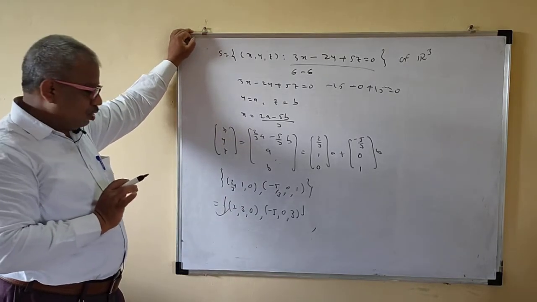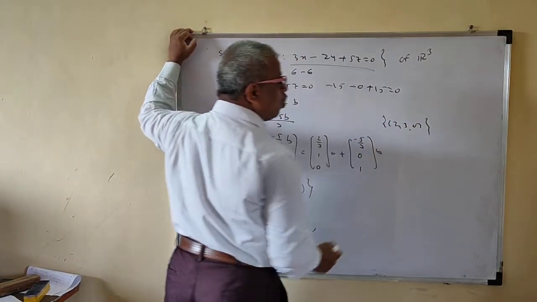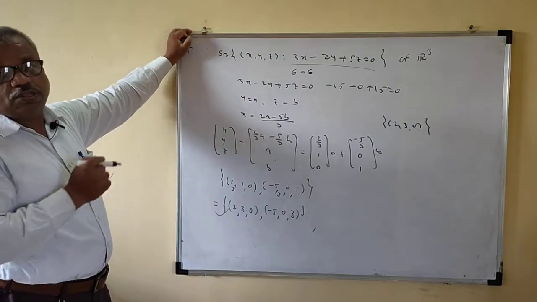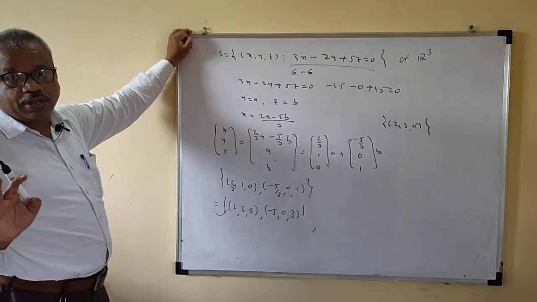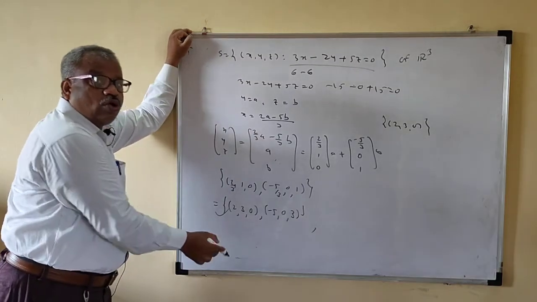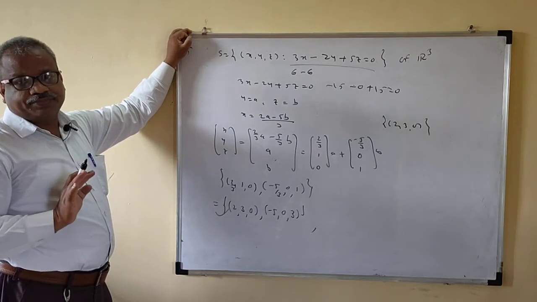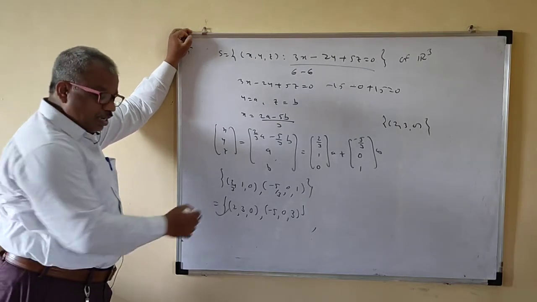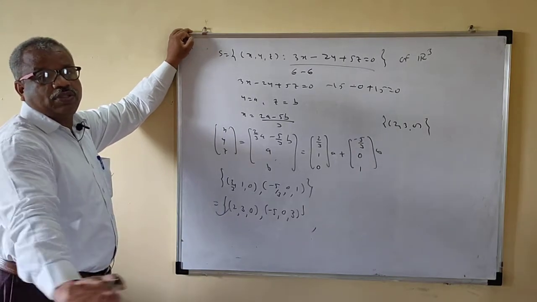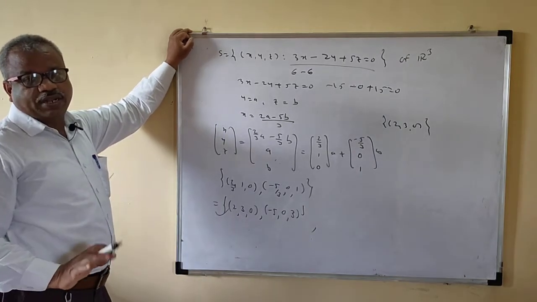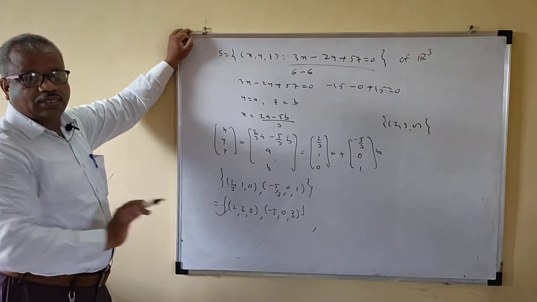So note this. Suppose you are given 2, 3, 0. It satisfies this, but it will not be a basis because it does not contain 2 vectors. If there is only one option, a set containing 2 vectors, that will be your basis. Just tick mark on that and choose that option as the correct option.